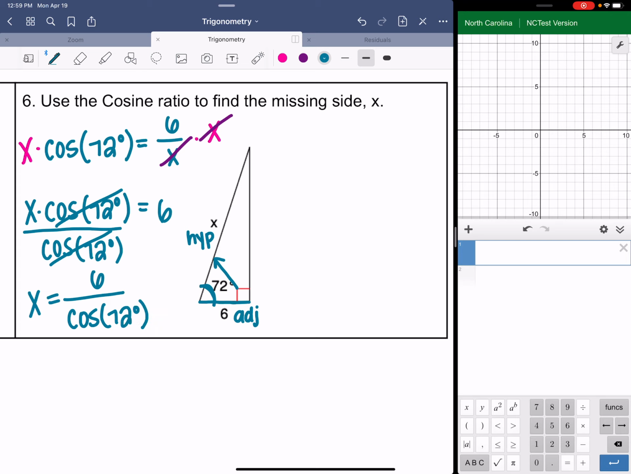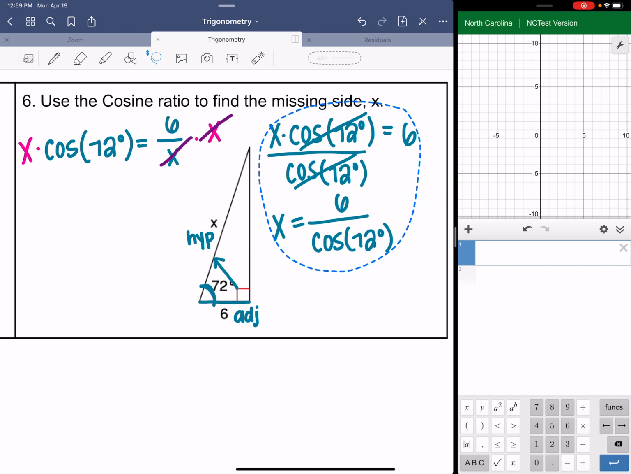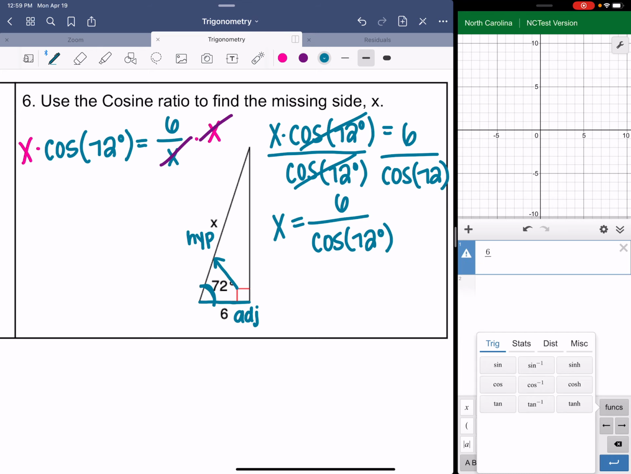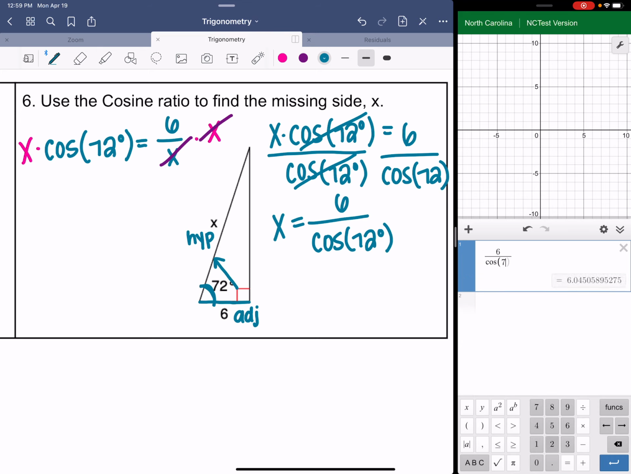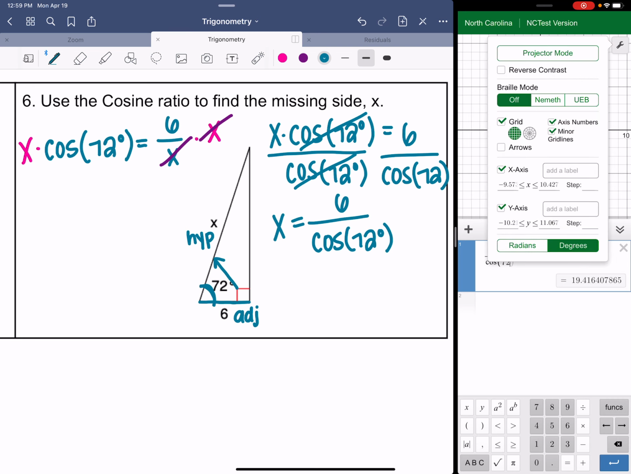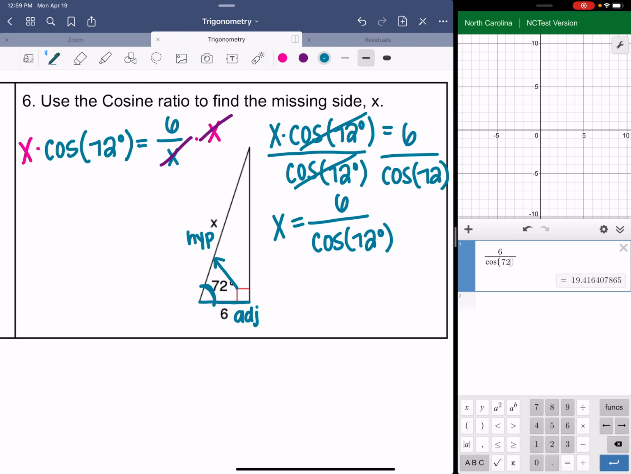So we need to type that into Desmos. I'm going to move this over here, and I'm actually going to write that division on both sides so that we don't get confused. Okay. All right, so we need to calculate 6 divided by the cosine of 72. Again, double check that we're in degree mode. And that gives us approximately 19.4 if we're rounding to the nearest tenth.